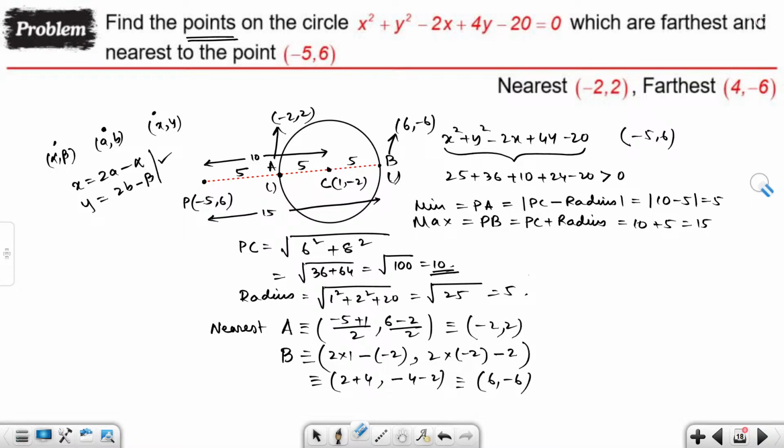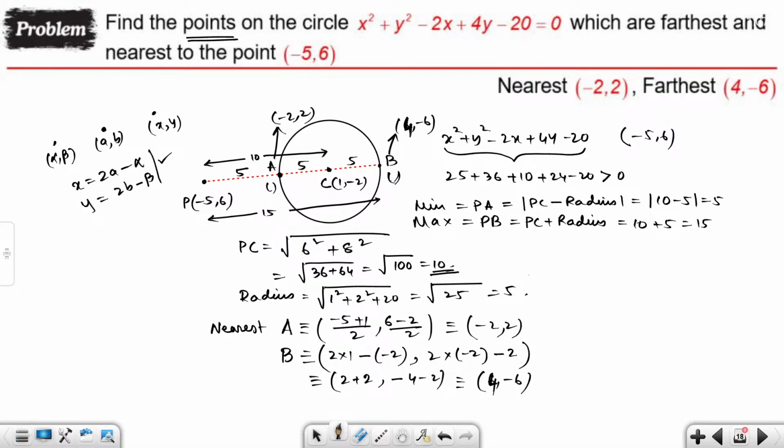Oh, why am I getting 4? Have I done something wrong? Yes, there is a calculation mistake. This is actually 2 plus 2. Isn't it so? There's a silly mistake. So this is basically 4, comma, minus 6. So the farthest point is 4, comma, minus 6. Have you got the answer?